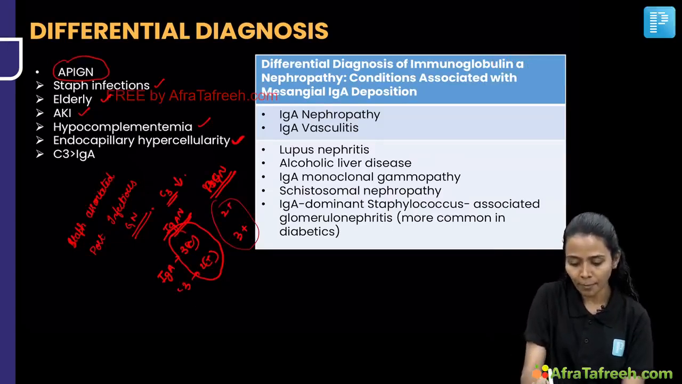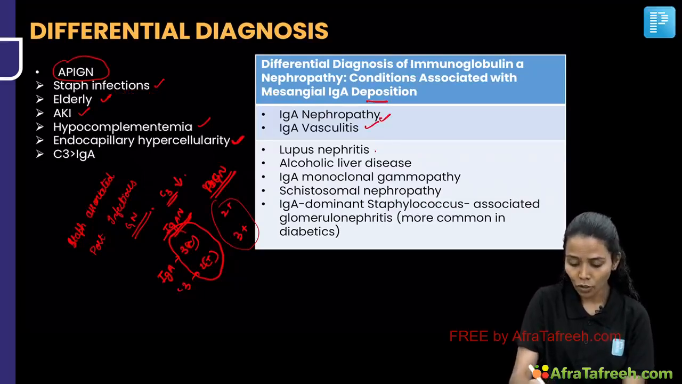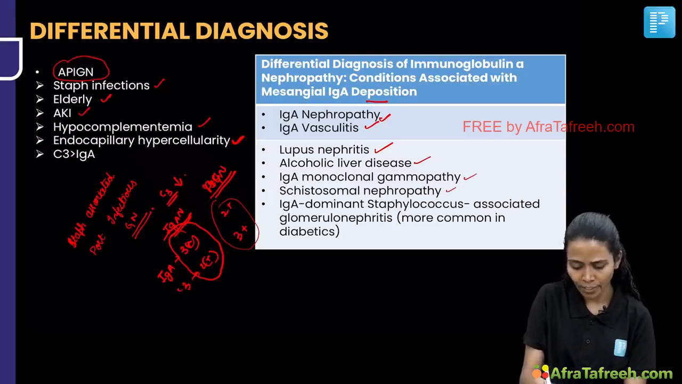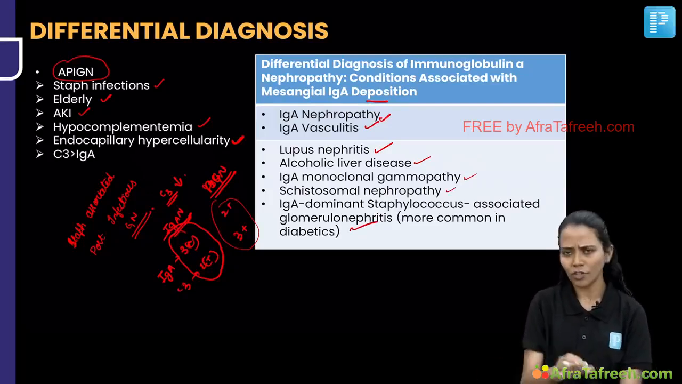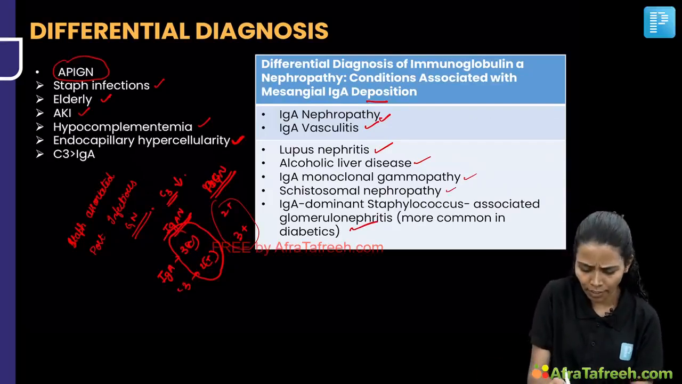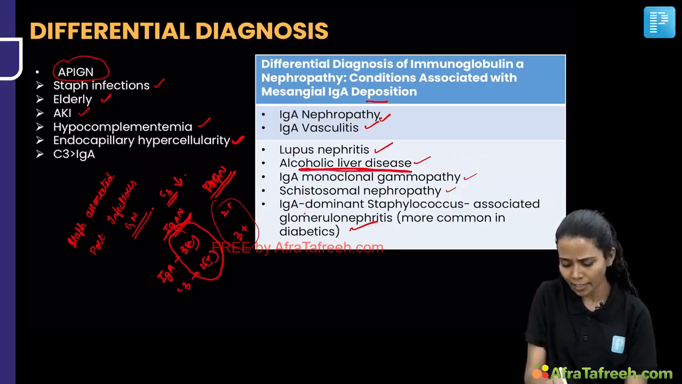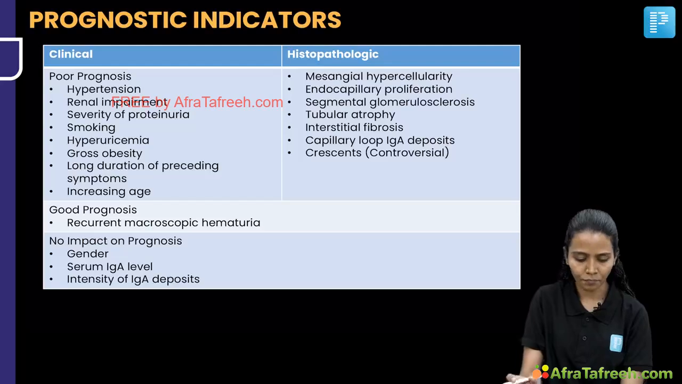Now, here are some conditions which show mesangial IgA deposition. That is IgA nephropathy and vasculitis. We already know that. Lupus nephritis, alcoholic liver disease, like I mentioned. Some IgA monoclonal gammopathy, infections like schistosoma, and IgA dominant staphylococcus glomerulonephritis. That is already described. Okay, so it's not important to remember all these things. Alcoholic liver cirrhosis is very important, that you have to remember. And this IgA dominant staphylococcus, because this is going to be the most important differential.